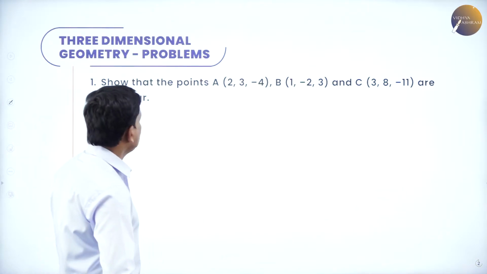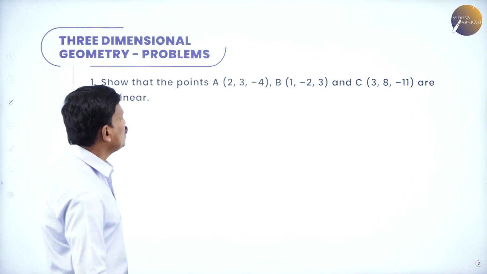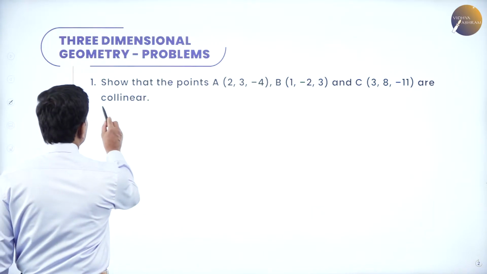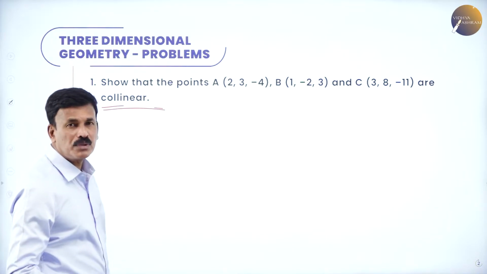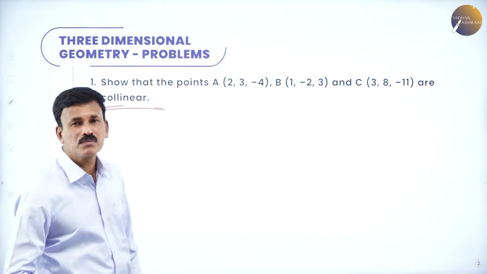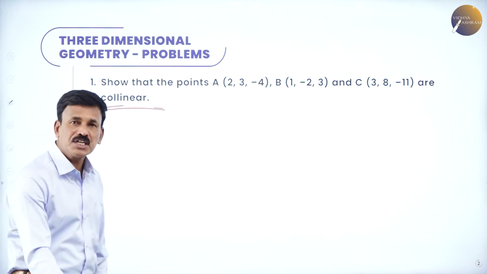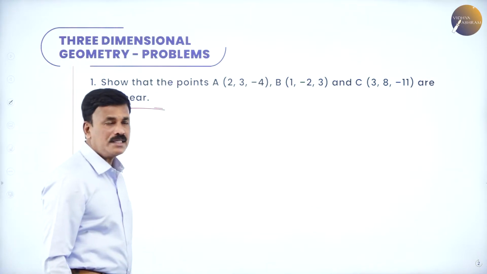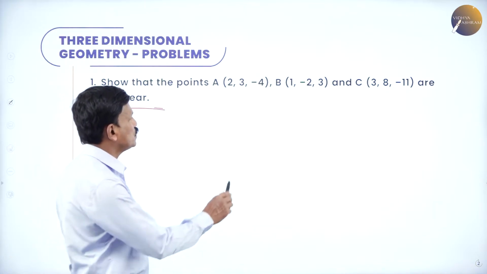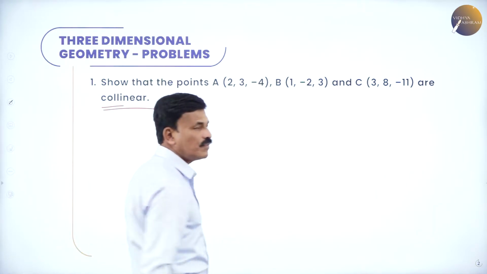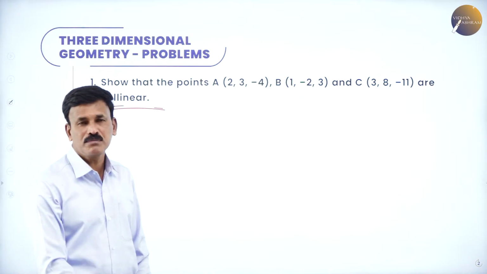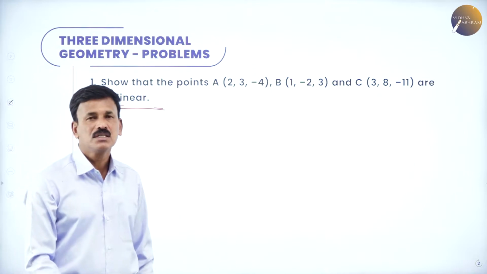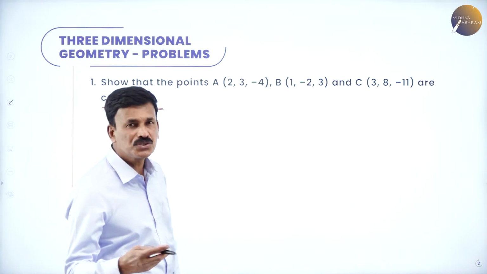Show that the points A (2, 3, minus 4), B (1, minus 2, 3) and C (3, 8, minus 11) are collinear. Now this is a very important problem for 3 marks and a very easy problem. Just find the direction ratios of the line AB, and similarly find the direction ratios of the line BC, and verify that the direction ratios are proportional. That's it.